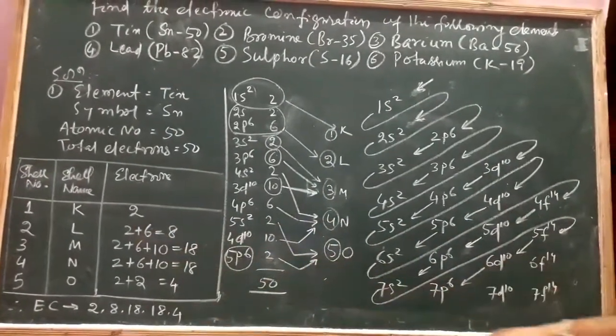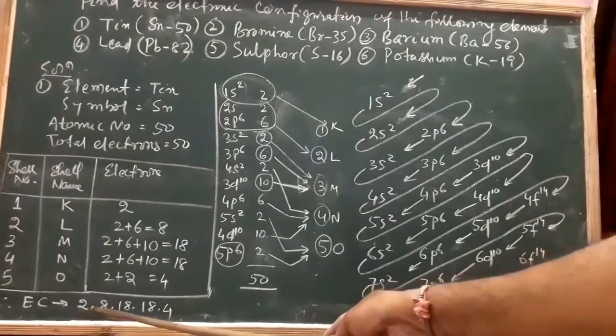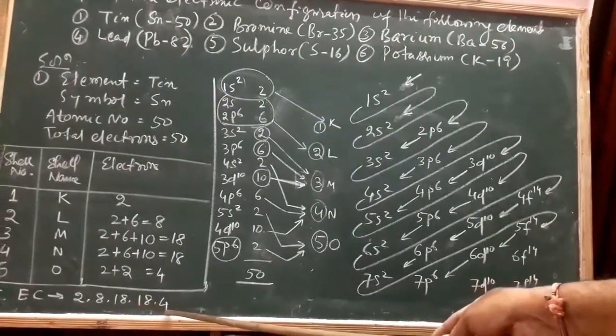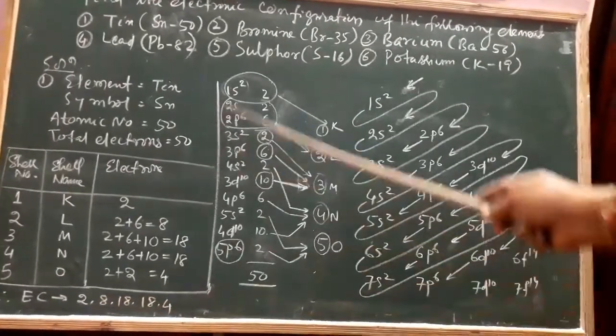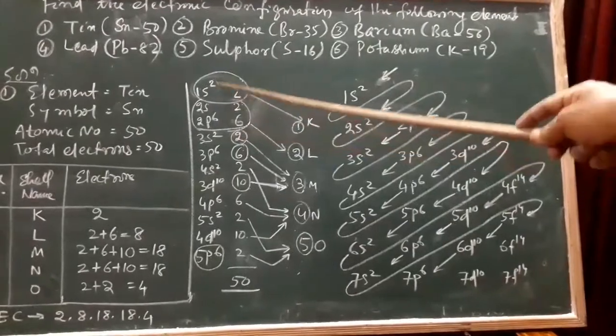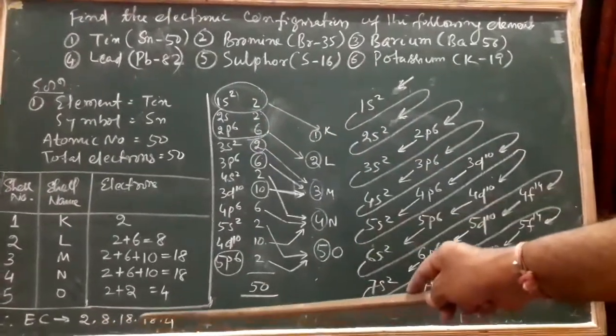So the electronic configuration is: first orbit 2 electrons, second orbit 8, third orbit 18, fourth orbit 18, and the last is 4. This is the electronic configuration. I want the solution only this way. The rest is only for your rough work, to know in which orbit how many electrons are there.